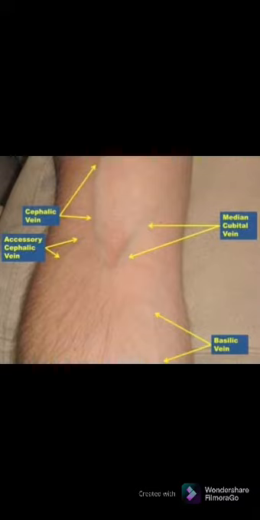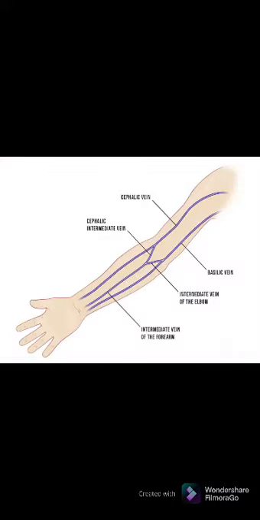There are three major veins found in the antecubital fossa. These are the median cubital vein, which is located in the center of the antecubital area. This is known as the first choice vein because it is larger and closer to the surface, and it is easier to anchor. Secondly, we have the cephalic vein, which is located in the lateral, meaning towards the side of, the antecubital area. This is the second choice for venipuncture.